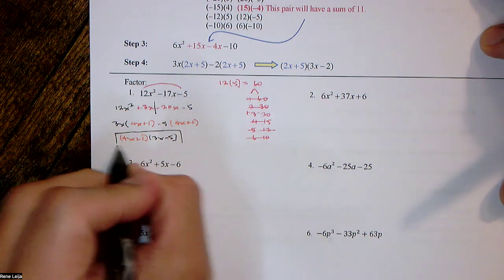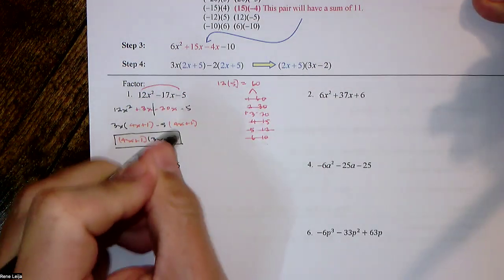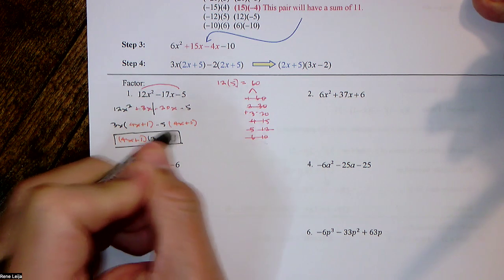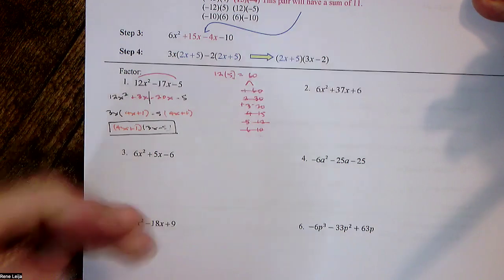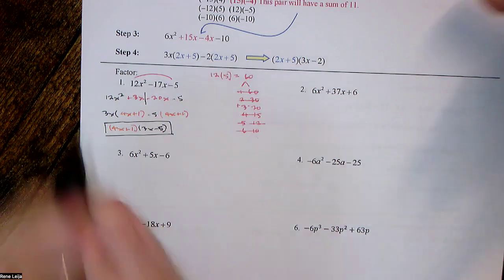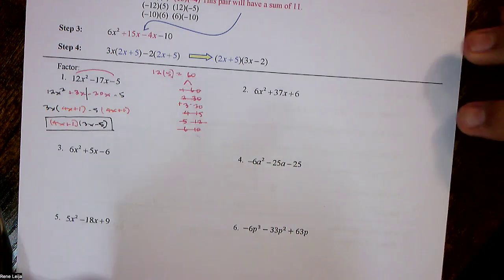Now, again, you can guess if you want. And this one probably wouldn't be too tough if you guess, because 5 only factors one way. It's the 12 that you would have to mess with, okay? All right, so now let's look at number 2.